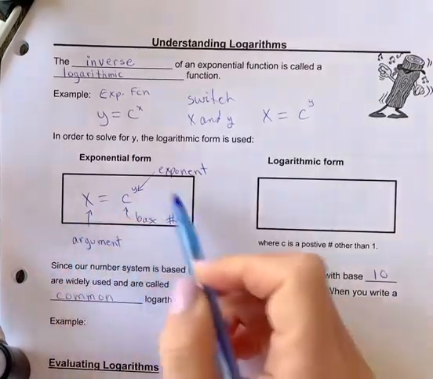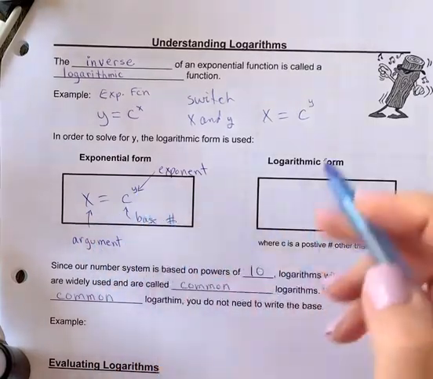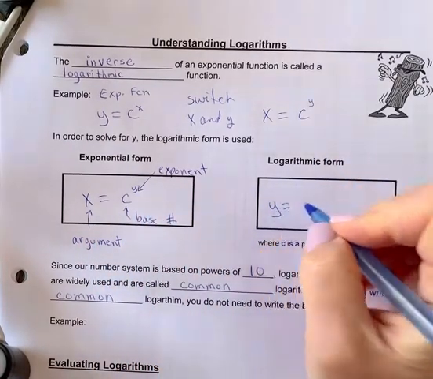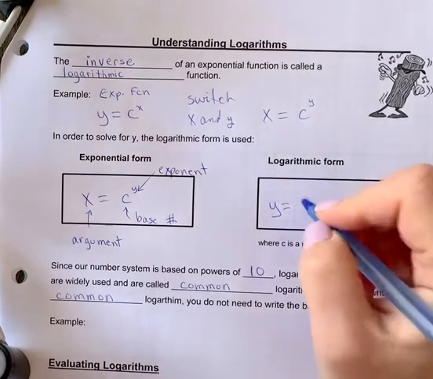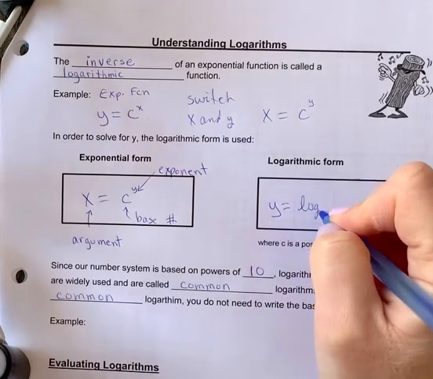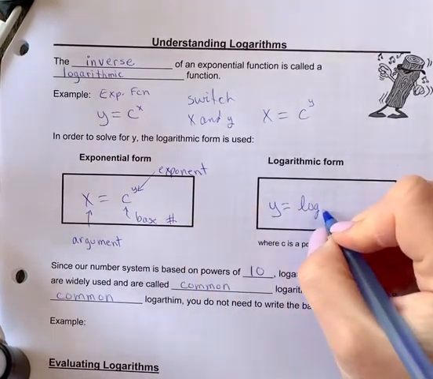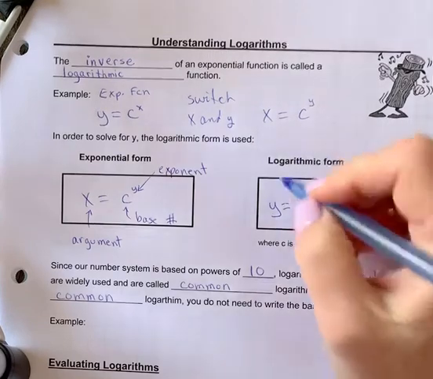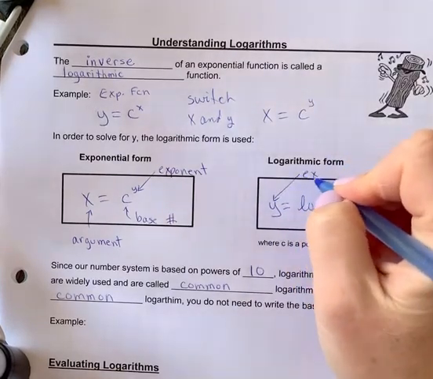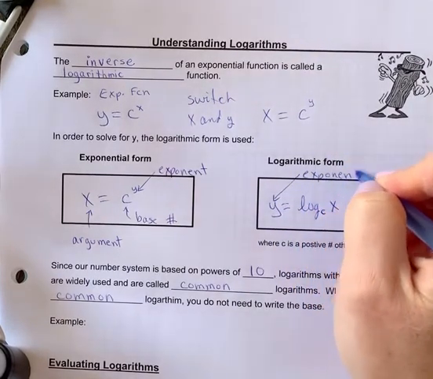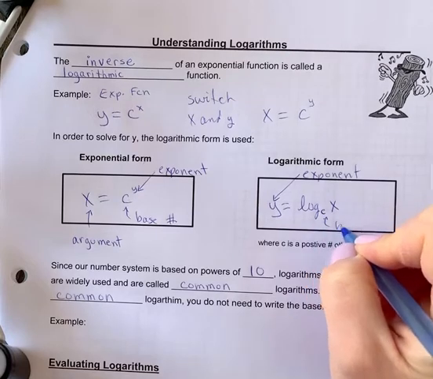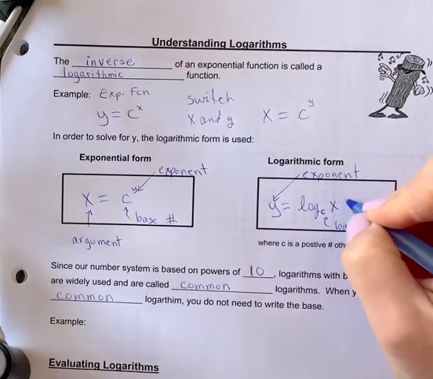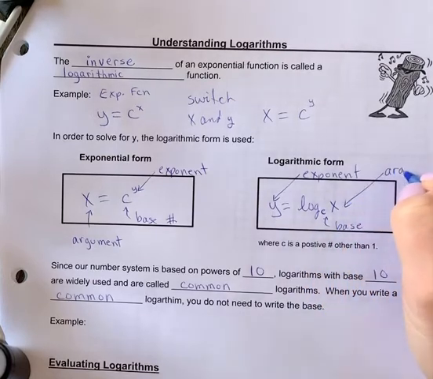So now when we put this in logarithmic form, the exponent comes out front. So we're solving for y. We have y equals, we use the word log. Our base number becomes a little subscript down here, and then our argument. So we always take the log of an argument. So again, this is now the exponent out front. This is now the base number. This is now the argument.